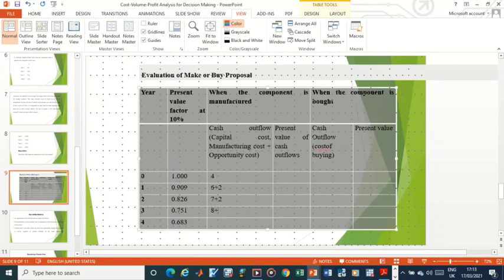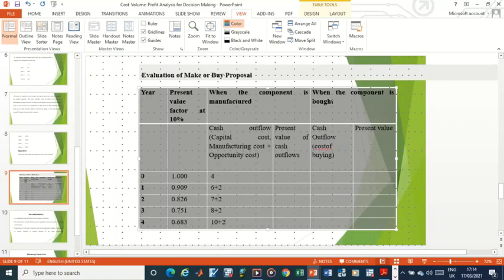So we also had 2 million naira. The opportunity cost of 2 million naira will be added to 8. Then the next is 10 million naira, and we also had a 2 million naira opportunity cost. So next now is to determine the present value of cash outflows.